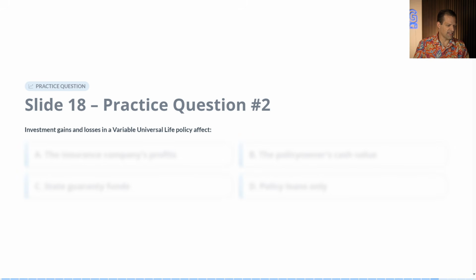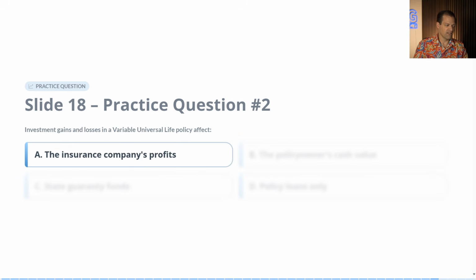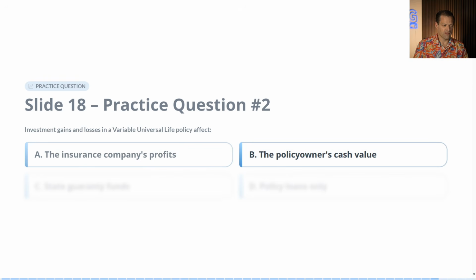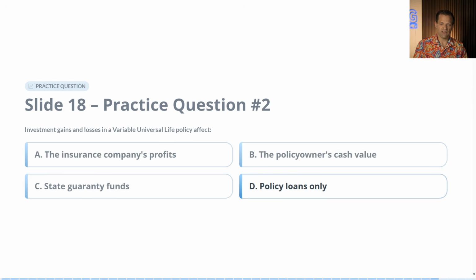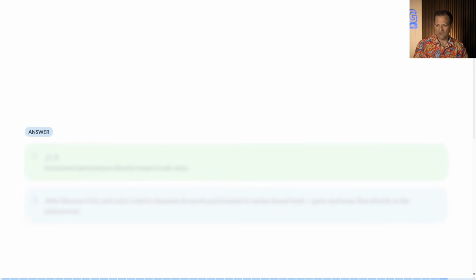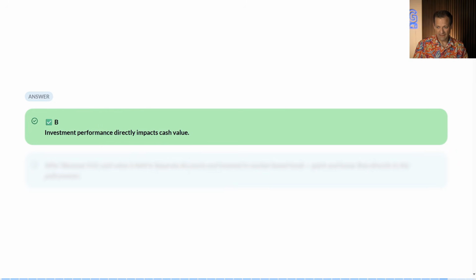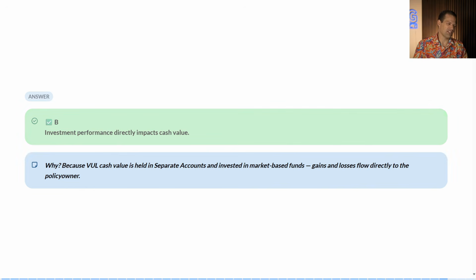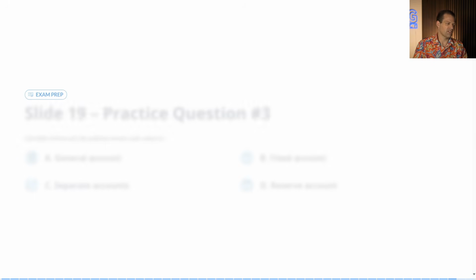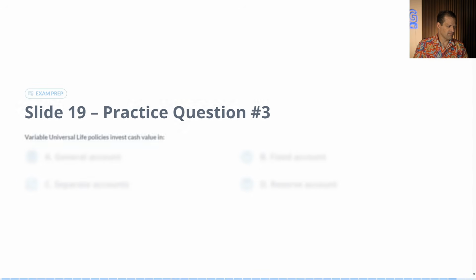Next question. Investment gains and losses in a variable universal life policy affect the insurance company's profits, policy owner's cash value, state guarantee funds, or policy loans only. The answer, of course, is B. Investment performance directly impacts cash value. Why? Because VUL cash value is held in separate accounts and invested in market-based funds, and those gains and losses flow directly to the policy owner. Slide 19.